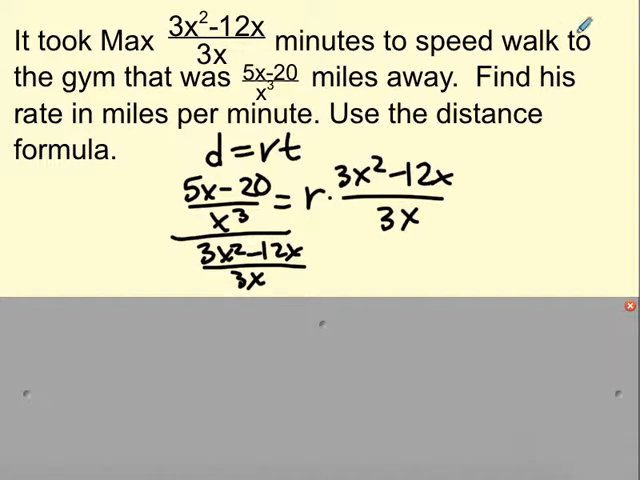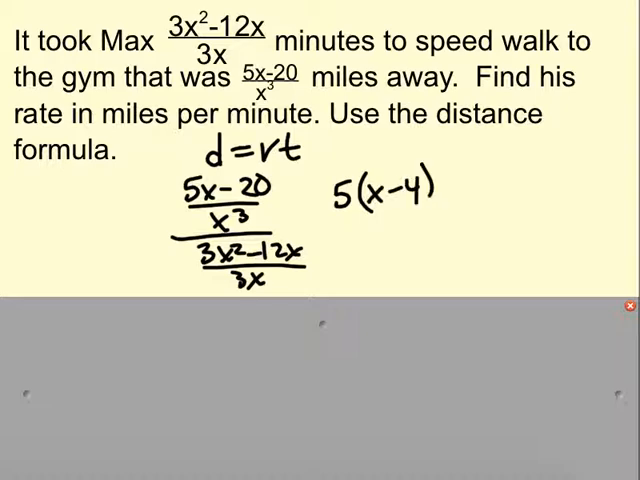Okay, so I'm going to actually erase a little bit here so I have some space to work. So I need to do some division between these two expressions. So once again, I copy, I multiply, and I flip. So I have 5, and I'm going to factor 5 times x minus 4 over x cubed times the reciprocal. So 3x over 3x times x minus 4.